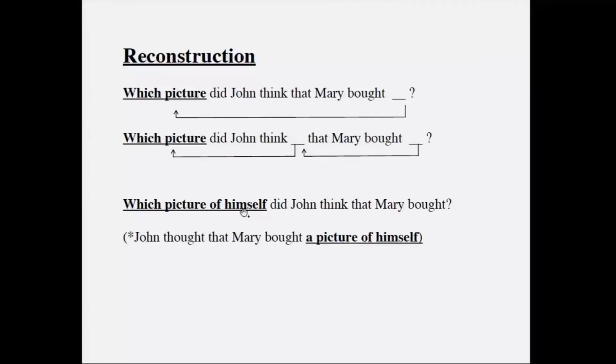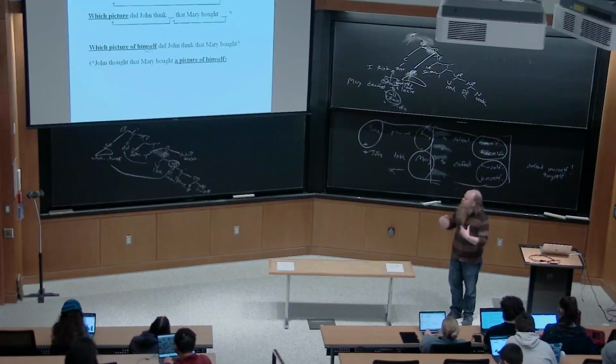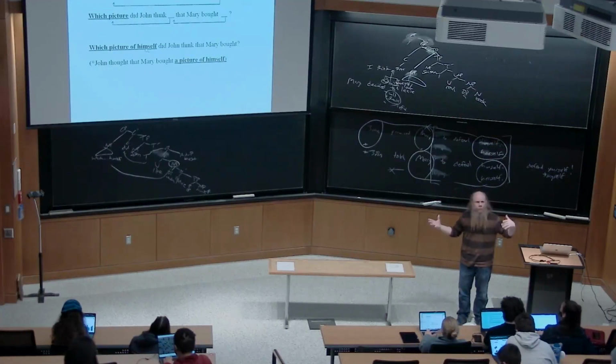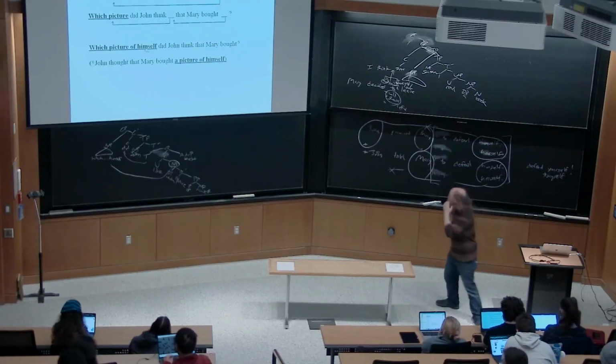Which picture of himself starts off as the sister of buy, right? Starts off in the embedded clause. And it ends up, well, in the position where it's pronounced, in the matrix clause. Is himself bound by John in the position where it's pronounced, like the specifier of the highest CP? Does John C-command that position? No, right? Shall I draw a tree for this? Would that be a good thing to do? Let's draw a tree.